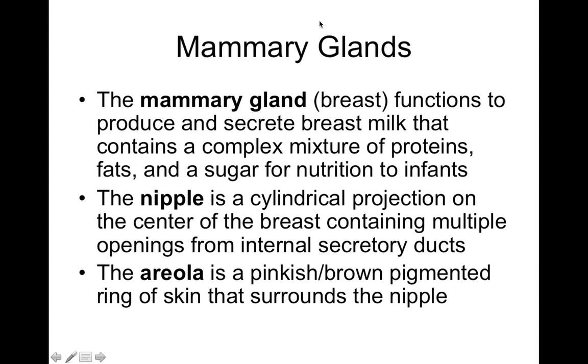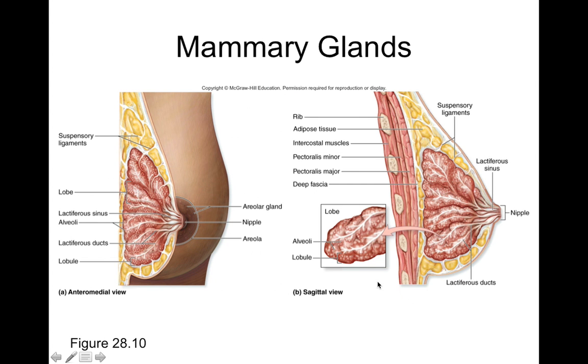Now, in terms of structure of the breast, we talk about them as having mammary glands. But the entire breast is not all mammary gland. In fact, most of what breast tissue is actually adipose. We have mammary glands within a breast, and those are just effectively modified sweat glands that produce milk. And milk's a complex mixture of protein, fat, and sugar that serves as nutrition for infants. The nipple is a cylindrical projection in the center of the breast that contains multiple openings for secretory ducts from these mammary glands. And the areola is that pinkish-brown pigmented ring that surrounds the nipple.